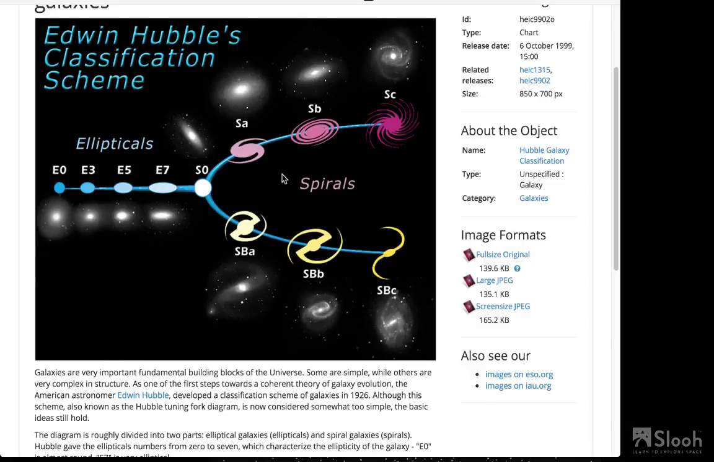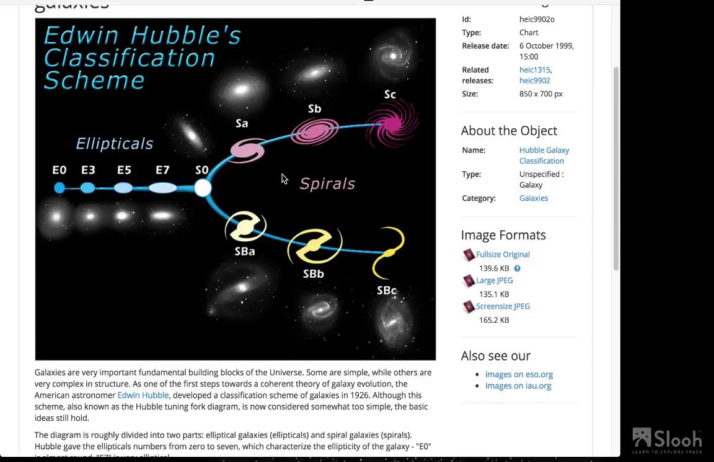Picture a Frisbee, and then if you had cut out a hole in the middle and shoved a tennis ball in there. The Frisbee would be your disc, and the tennis ball would be your bulge. And then all around the entire thing, we have what we call a halo of stars. The disk is where the spiral arms are. An S0 galaxy does have a bulge and a really thin disk, but they don't have any spiral structure. There's actually no spiral arms to them.